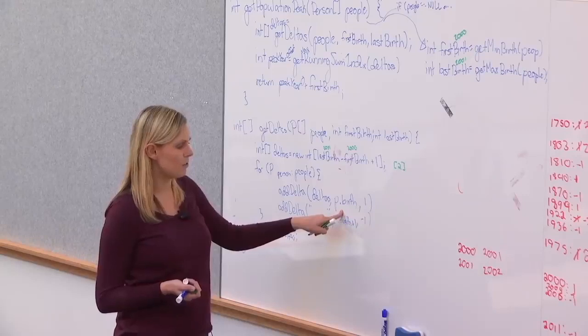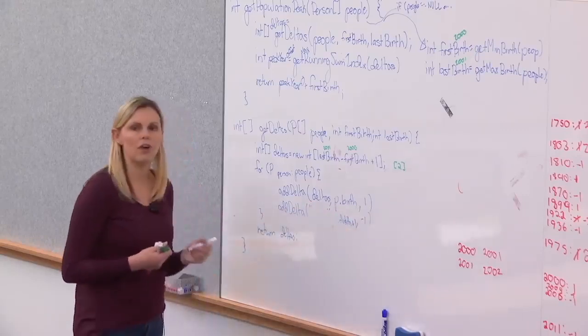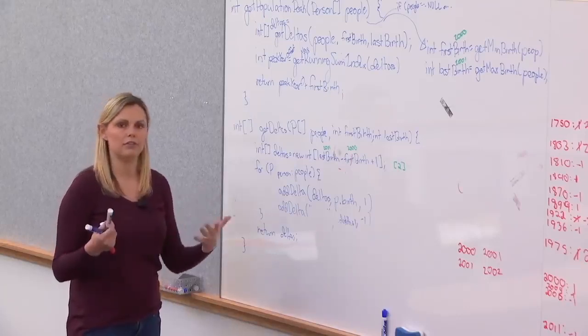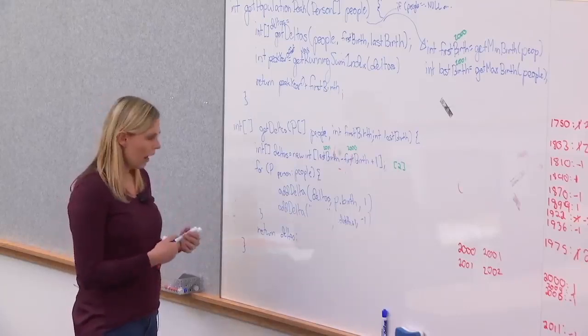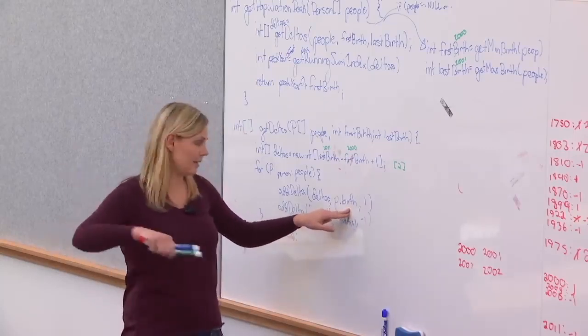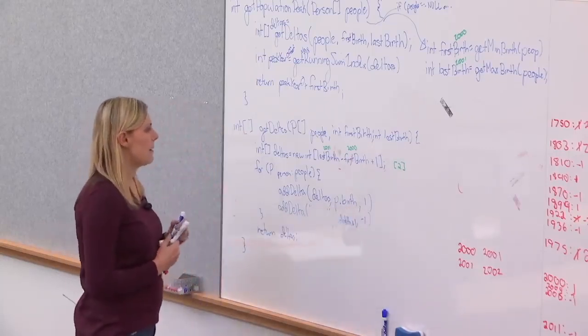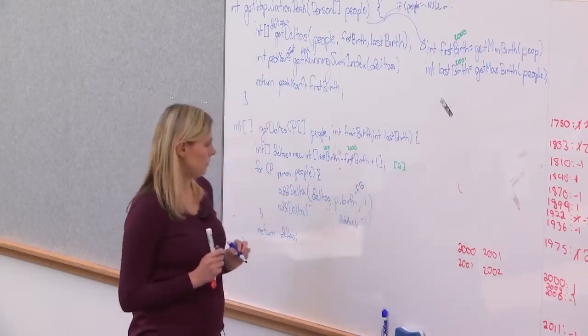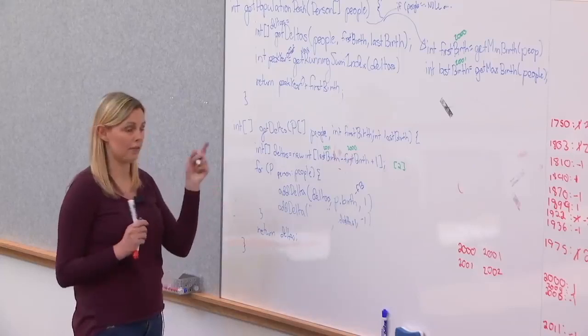P.birth is, if I'm passing 2000, add deltas doesn't know the right year to pass. It doesn't know that the offset is actually 0 or 1 or whatever. I need to pass in not 2000. I need to increment not the 2000th index. I need to increment 2000th minus the first birth. So minus FB. So 2000 minus 2000, that's what I need to pass in.